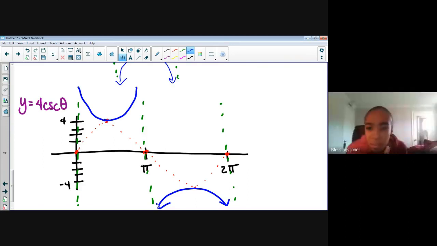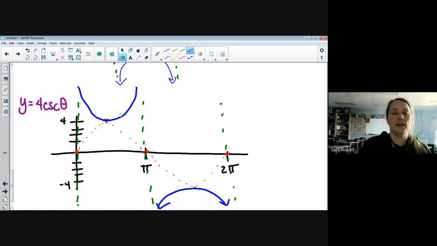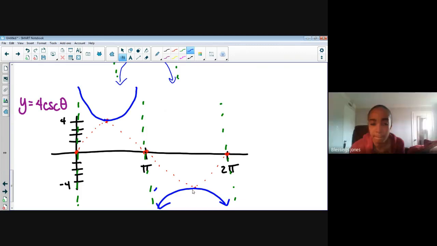So what was the max, minimum? Apologies. The maximum in this section, there's not like a global one because it goes up forever and down forever. But if you're looking for local ones, like right here, the minimum of this U is 4, the maximum of this one is -4. But if they ask what's the max and min for the whole graph, there's not one because it goes up and down forever and ever.